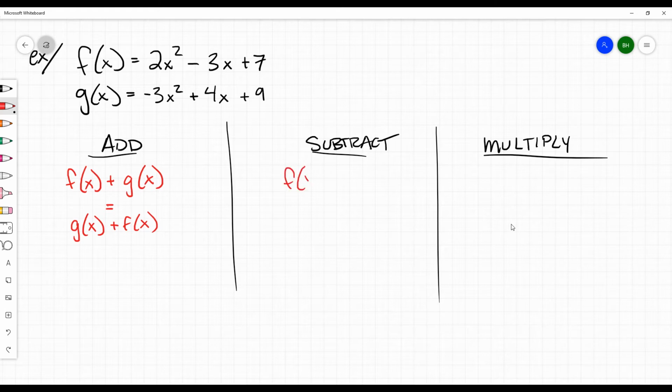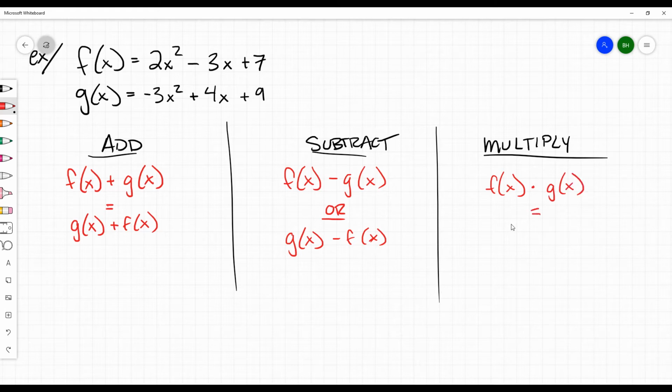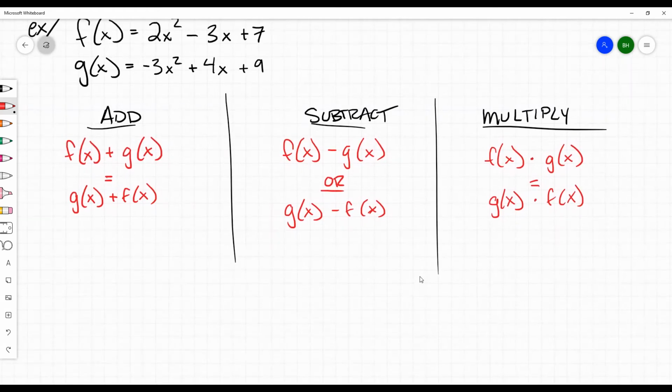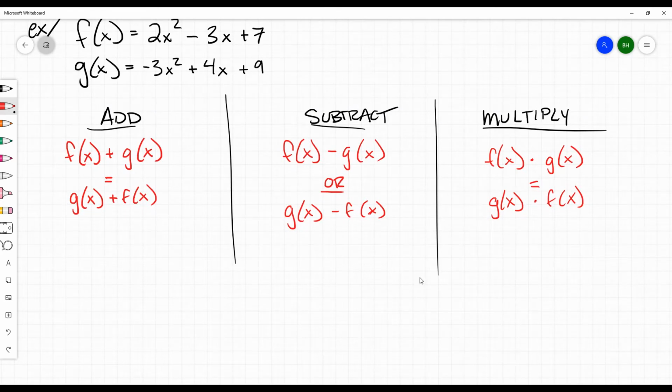Subtraction, on the other hand, gets a little bit tricky because you can have f of x minus g of x or g of x minus f of x. And these two are not equal to each other, depending on what the functions are. They may be equal in like one or two cases, but not all the time. Okay. And then when you multiply, f of x times g of x, that should be the same as g of x times f of x. Okay, so we'll go through a couple of these examples and take a look.